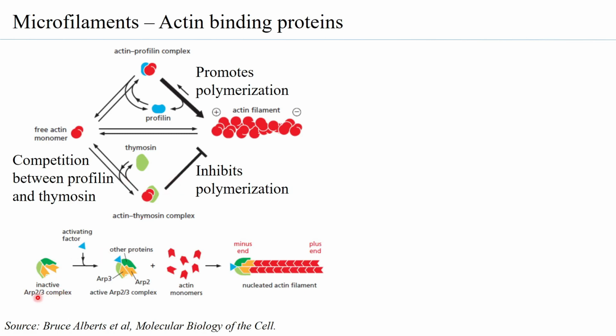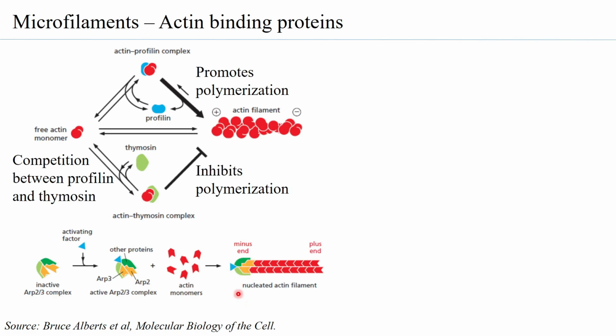Then you have what is called the ARP2/3 complex. This ARP2/3 complex, on binding to an activating factor, is able to act as a nucleation point for more actins to come and bind. So you would see that the activating factor and the ARP2/3 complex bind such that the minus end is bound to the complex while the plus end is growing.